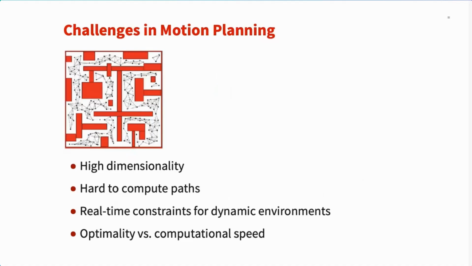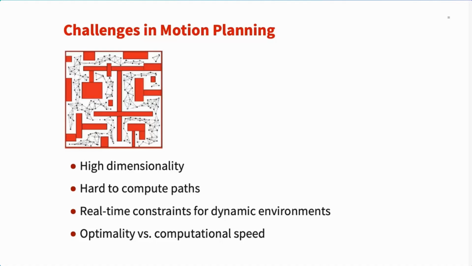Now let's talk about some of the challenges in motion planning. One is high dimensionality, meaning that there could be many joints or parameters to the robot that need to traverse across the workspace and that need to be taken into account when solving this problem. The second is that paths can be hard to compute, especially when you have an environment that is non-convex that can have many different obstacles in the way.